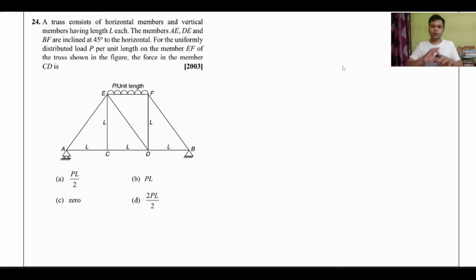But here, GATE has twisted the whole thing. Most of the students would have fainted. Arey, what happened? UDL, this is out of syllabus. This is out of syllabus, will not solve it. Don't do it that way.